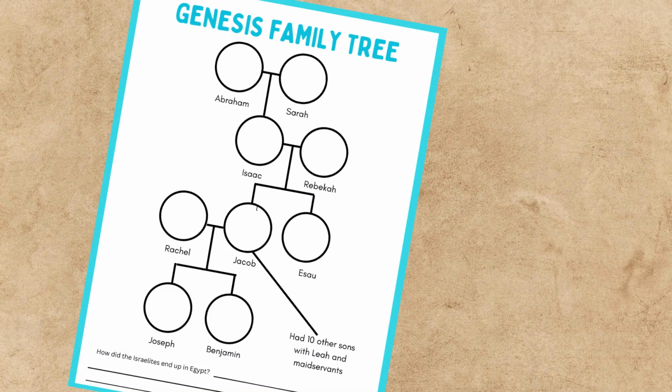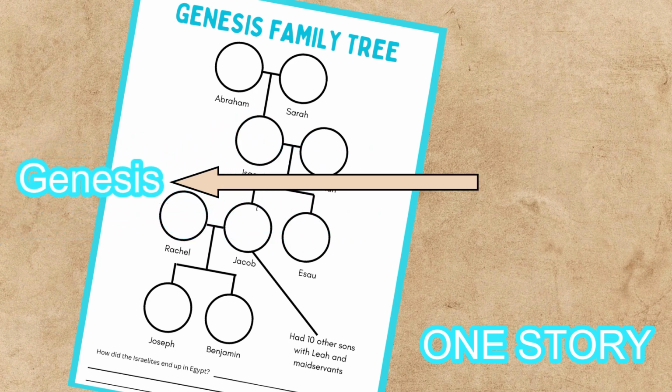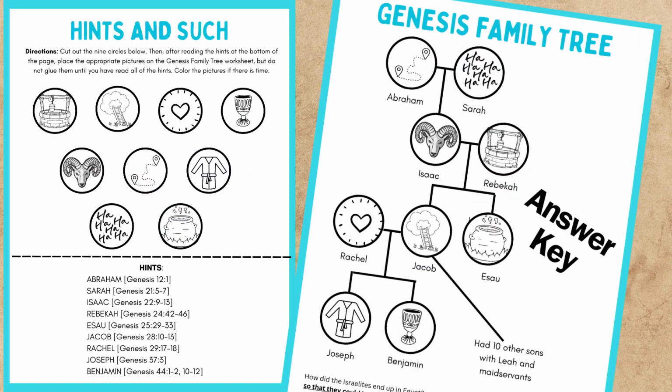Using a family tree worksheet, students are reminded that the Bible is one story, and in order to understand the beginning of Exodus, we must go back to the end of Genesis. Students utilize scripture hints and pictures that are glued onto the Abraham to Joseph family tree.